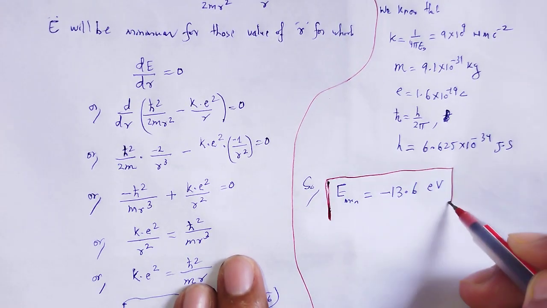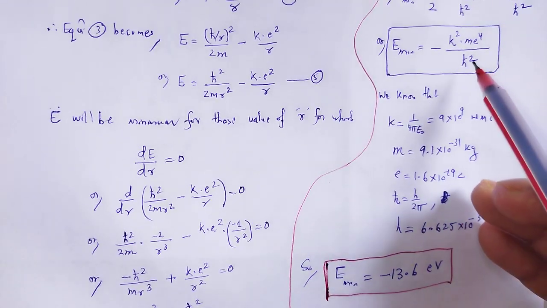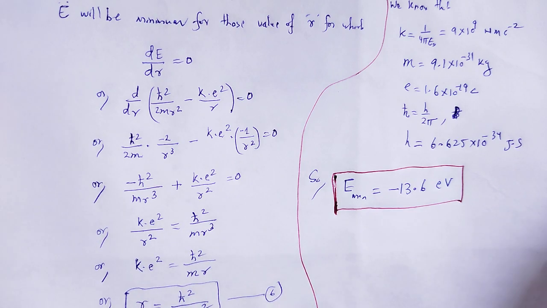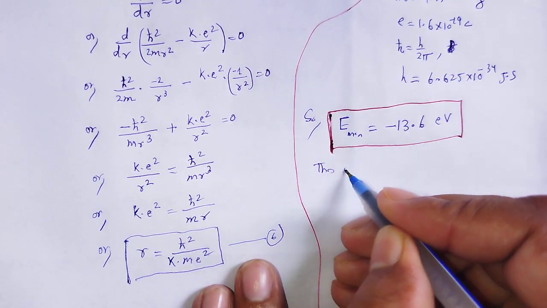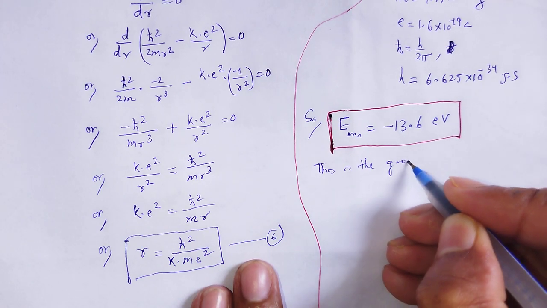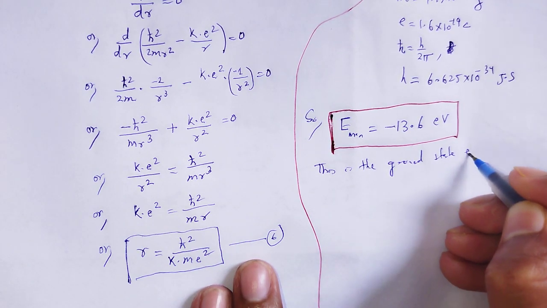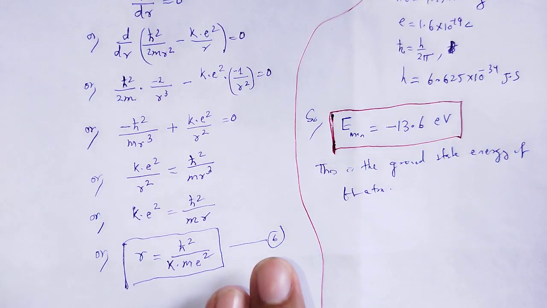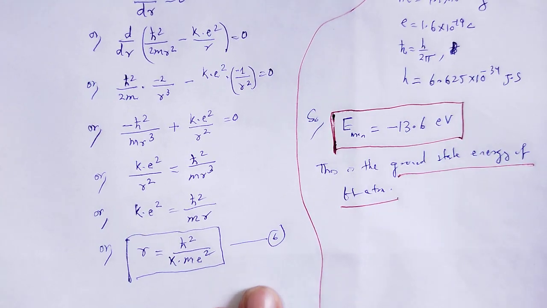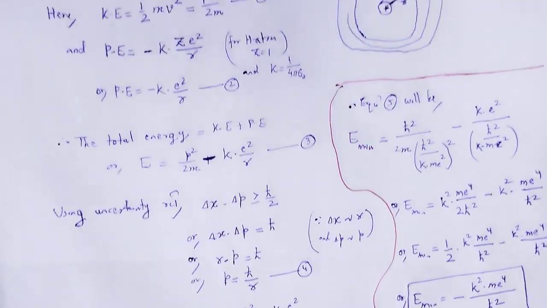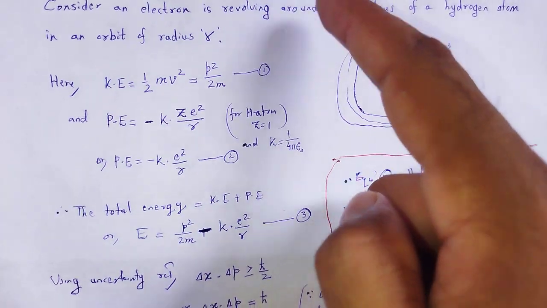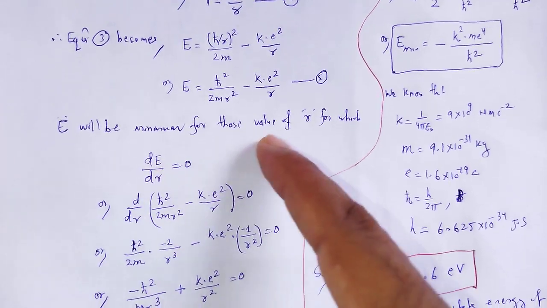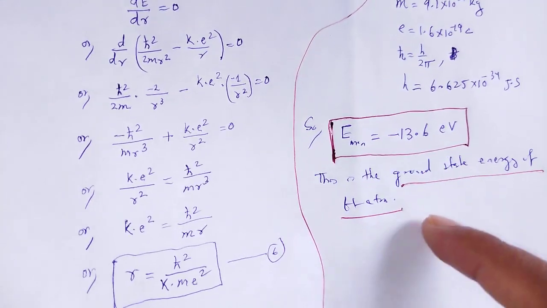When we put all these constant values in the expression, we finally obtain E minimum as that value. This is the ground state energy of hydrogen atom. So here we easily calculate the ground state energy of hydrogen atom by using the Heisenberg uncertainty relation, first using that condition and finally the value.